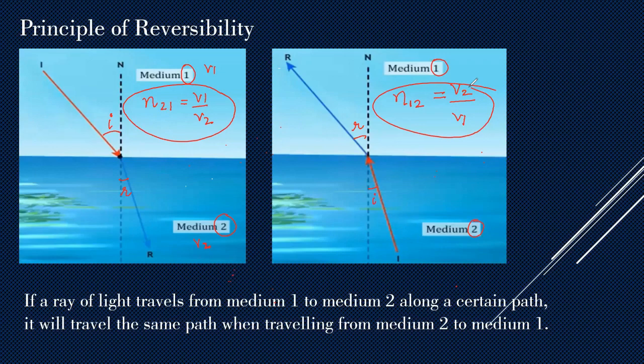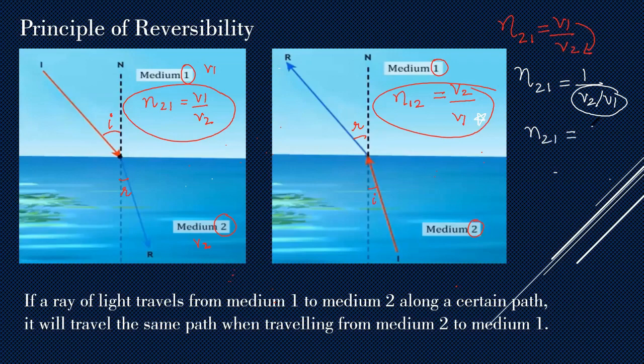So I can say that refractive index of 2 with respect to 1, what is it? It is v1 upon v2. So if I take this v1 over here, can I write this as refractive index of 2 with respect to 1 upon v2 divided by v1? And what is this v2 divided by v1? This is this. So refractive index of 2 with respect to 1 is equal to 1 upon refractive index of 1 with respect to 2. This is your principle. As far as your refractive indices are concerned, this is your principle of reversibility.